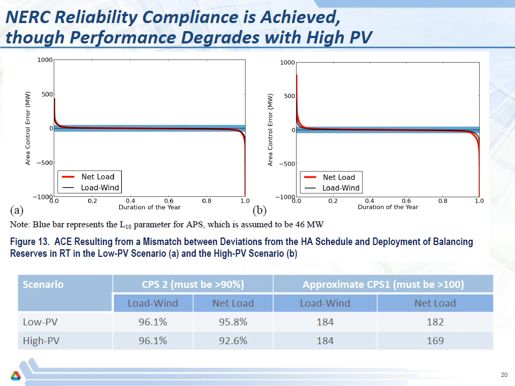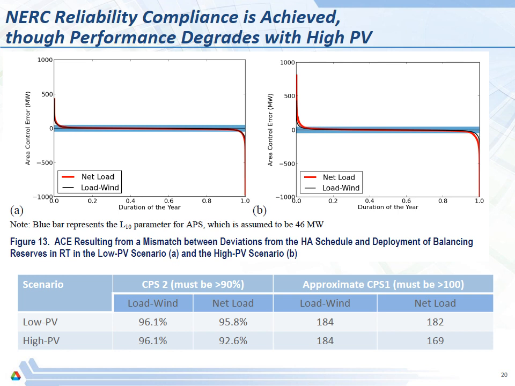And so essentially in our low PV case, or with just load and wind, we were able to achieve a CPS2 score of 96% with the way that we modeled balancing reserves. When we add PV to this case, we're able to still maintain that same level with the balancing reserves that we added. So we're able to maintain right around 96%.